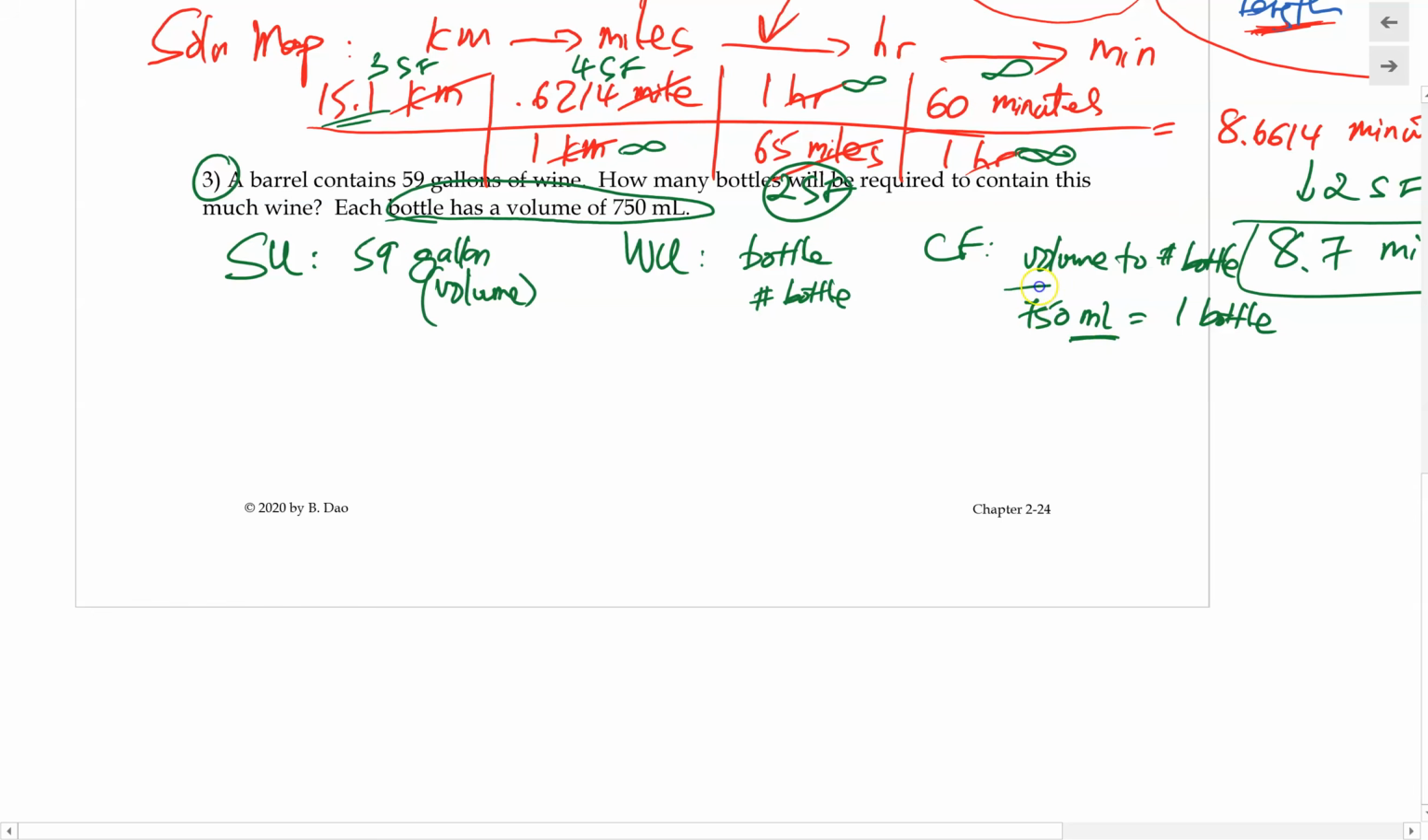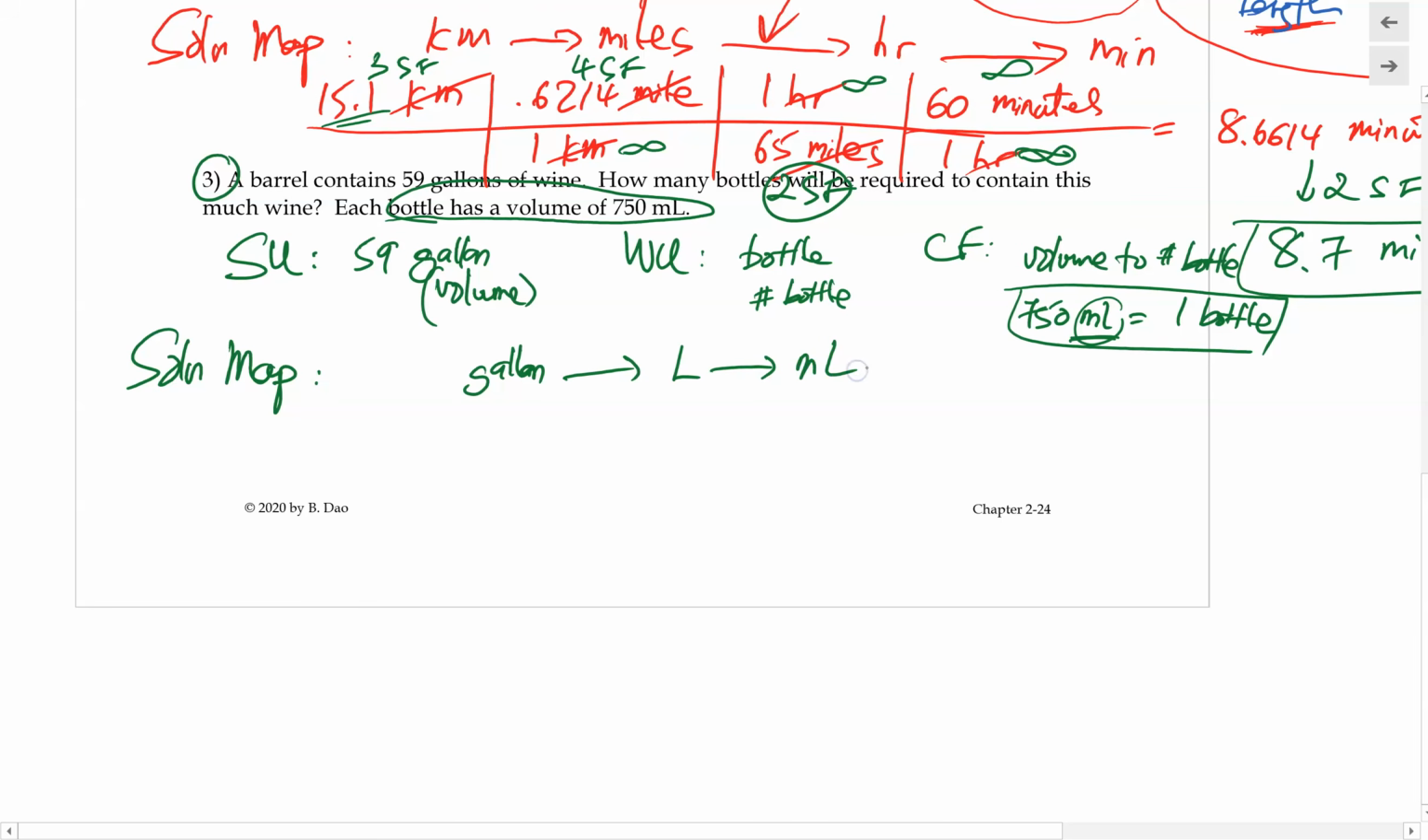And we know that we have to use this piece of information in order to solve this problem. And in order to use it, we have to convert gallon into milliliter first, right? Because our starting unit is gallon. So in order to use this conversion factor, we have to convert the volume from gallon into milliliter first. So that tells us that the solution would be to first convert from gallon, into, well, in order to convert this into milliliter, we have to go into liter first, and from liter into milliliter. And once we have milliliter ready, we can use this conversion factor to convert this into bottle. So that would be the solution.